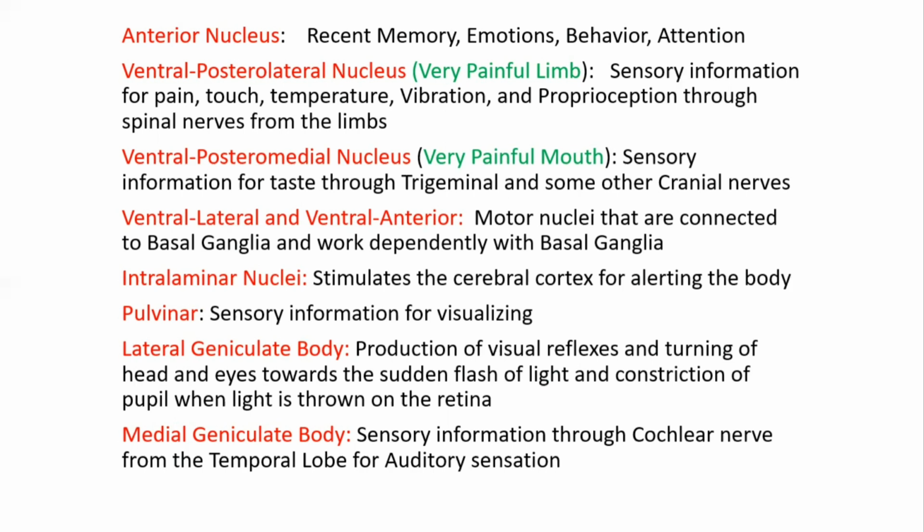And then the pulvinar. The pulvinar is the posterior nucleus of the thalamus. It receives the sensory information for visualizing. Basically, it receives some cranial nerves that are coming from the eye, from the orbit, for visualizing.